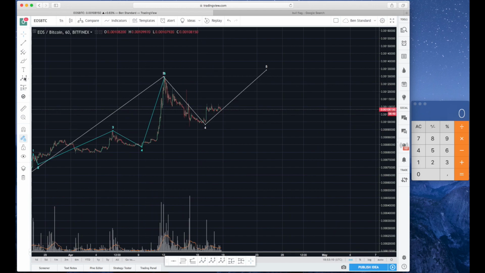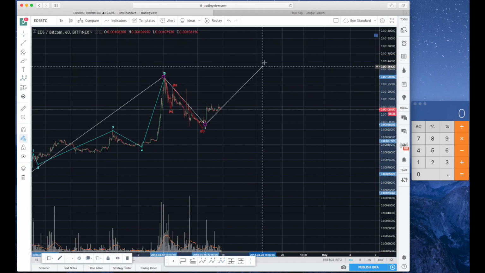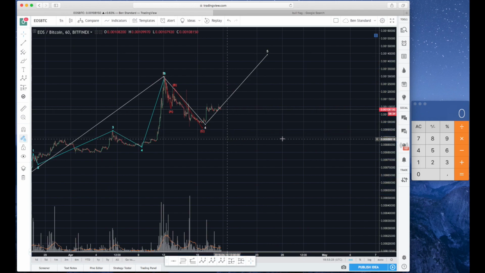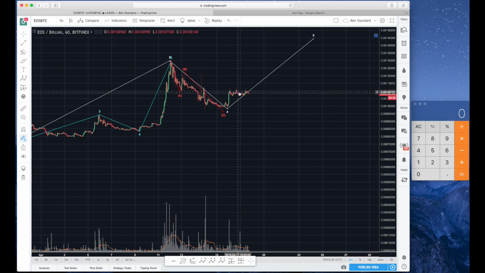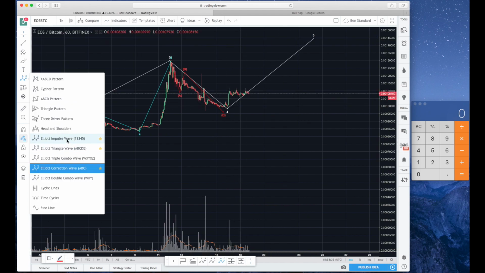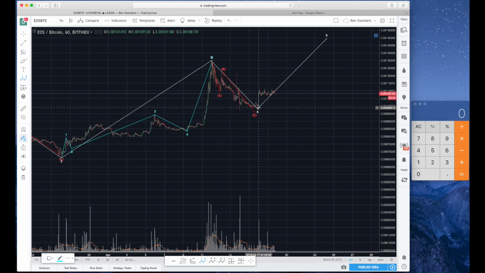And then we have an ABC again. And we've probably started the first subwave of the 5th wave. So the 5th wave should consist of 5 subwaves, and it could look something like this.